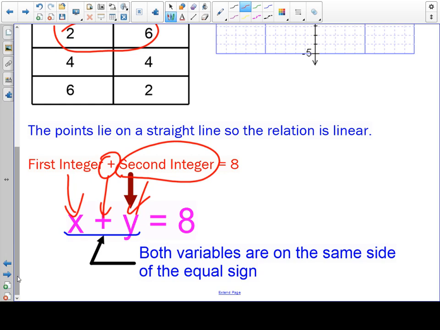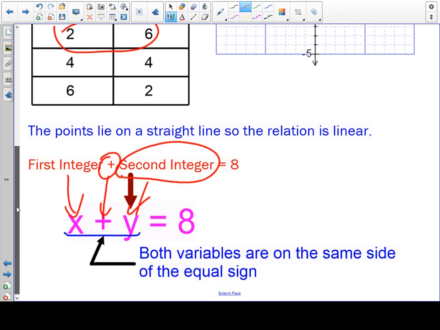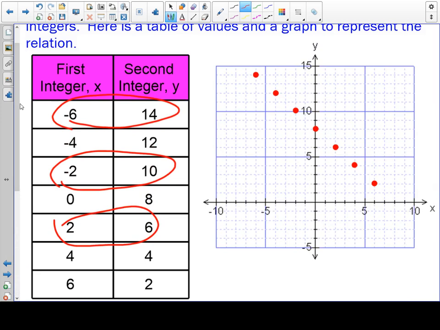If you get something like x plus y equals 8, like we have here, then it's going to look like this. I'll just go back up to the top here. It's going to look like this. Okay? It definitely looks like a line. There's no doubt about that. If you connected the dots, you're going to get something that looks linear in shape. All right?